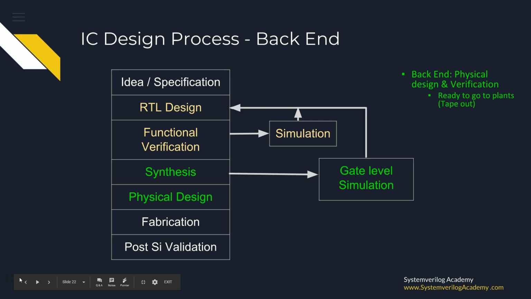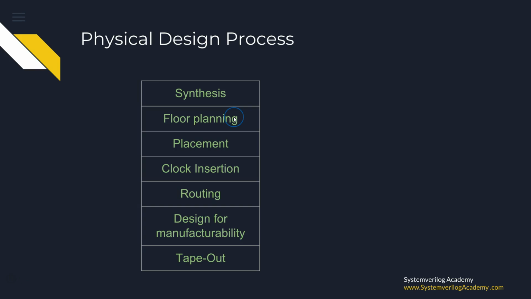Physical design process. There are many details in every phase of physical design, and here it is summarized in a very abstract manner. Synthesis is the process of converting the HDL design code to a gate-level representation of the whole circuit, which is called a netlist. The next phase is floor planning.